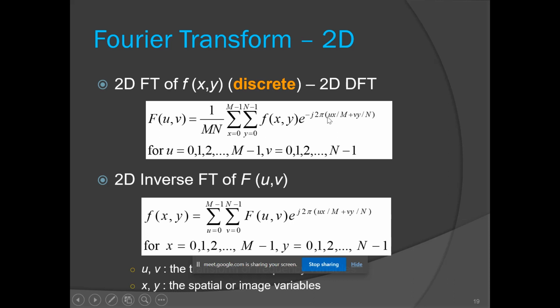Here in the equation you can find u and v variables. These are known as frequency variables. u corresponds to x and varies from 0 to m minus 1, and v corresponds to y, so it will vary from 0 to n minus 1. As we have discussed, Fourier transforms are reversible. So if you take an inverse DFT using this equation, you will get the exact same image back.